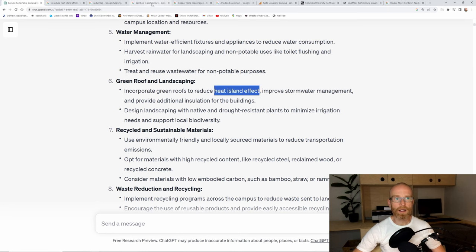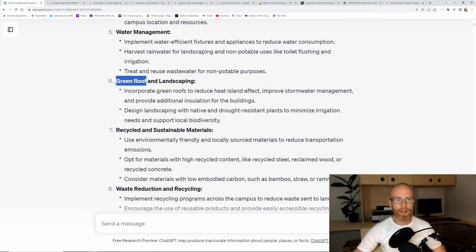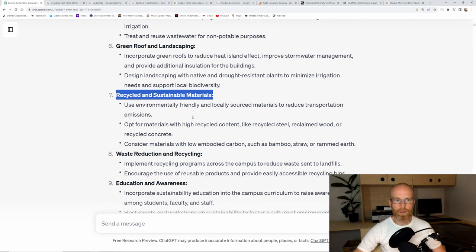So the heat island effect basically forms as a result of several factors: reduced natural landscape in urban areas, trees, vegetation, and water bodies tend to cool the air by providing shade, transpiring water from the plant leaves, and evaporating surface water respectively. So it's an urban problem. By incorporating a green roof, we reduce the heat island effect, and it also provides additional insulation for the building. So use recycled and sustainable materials.